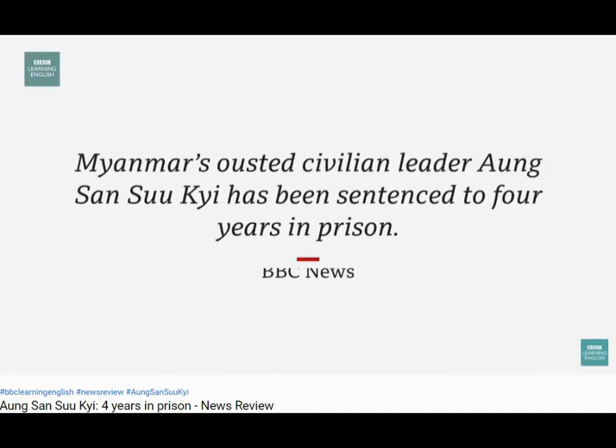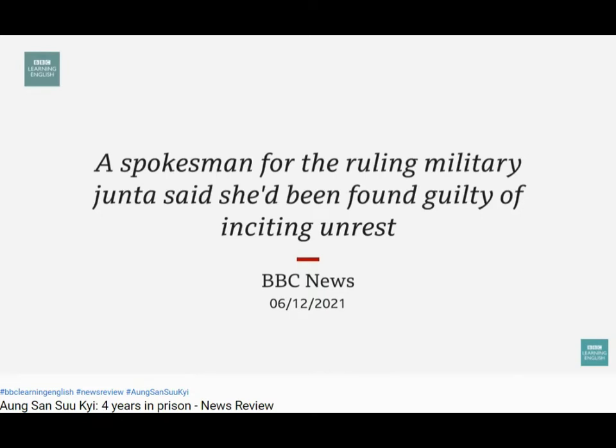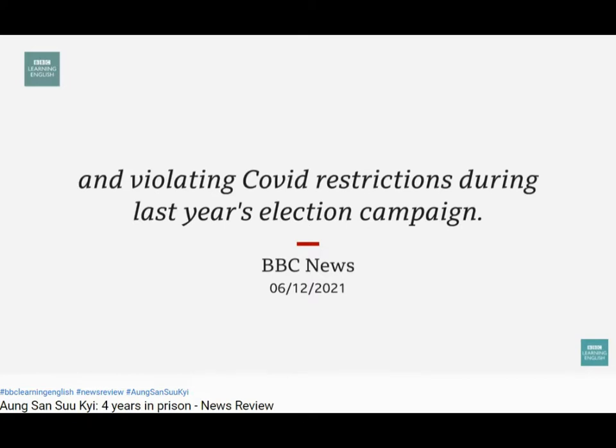Myanmar's ousted civilian leader Aung San Suu Kyi has been sentenced to 4 years in prison. A spokesman for the ruling military junta said she'd been found guilty of inciting unrest and violating COVID restrictions during last year's election campaign.